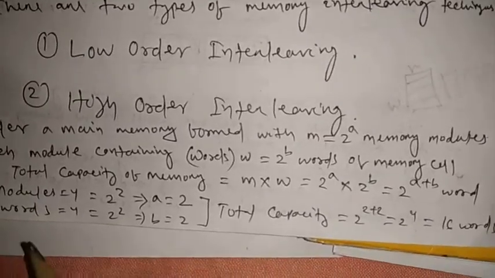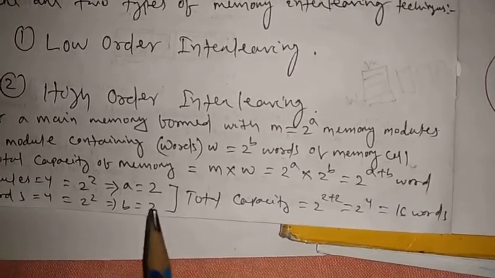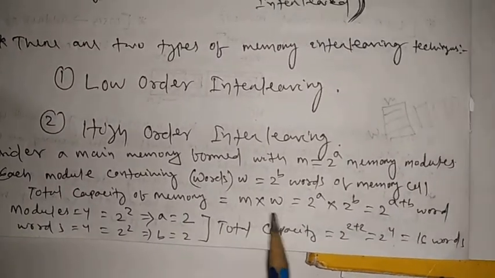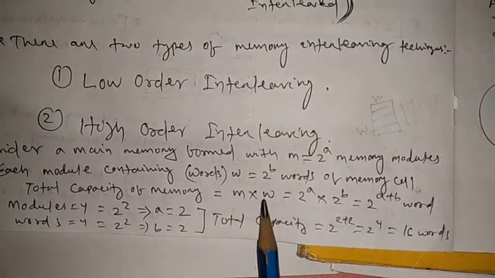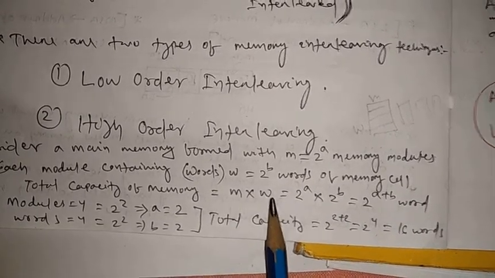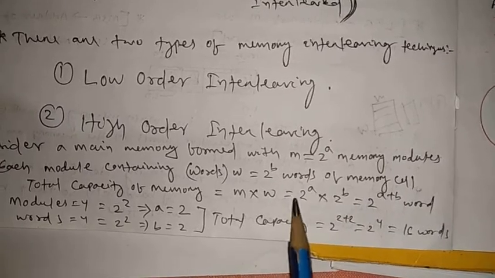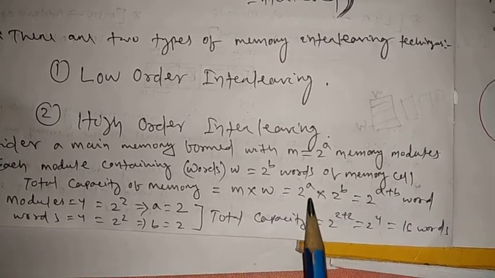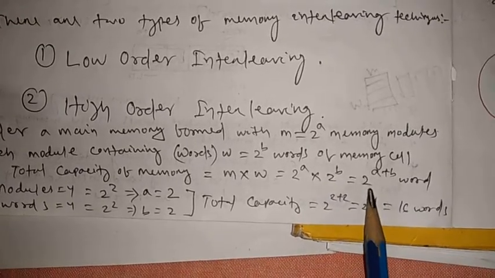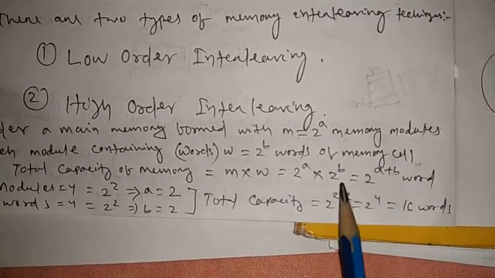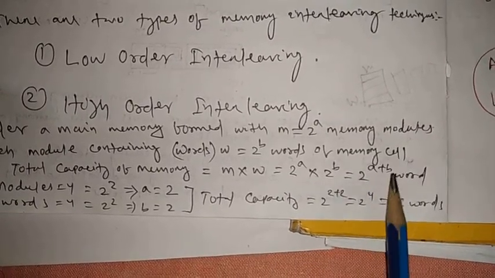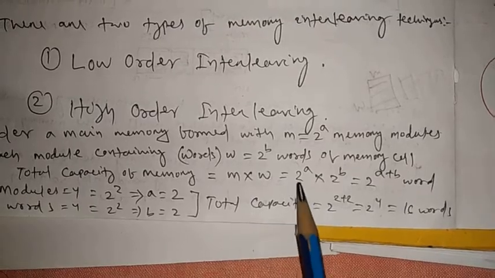So how do we find the capacity of the memory? The total capacity of memory equals the number of modules into the words in each module. Instead of m we can write 2 to the power a, and instead of w we can write 2 to the power b, which equals 2 to the power a plus b words. So the total capacity of a memory is 2 to the power a plus b words, or m into w.